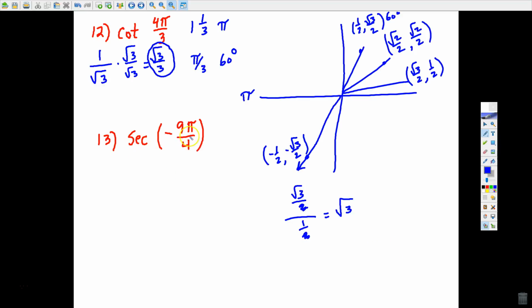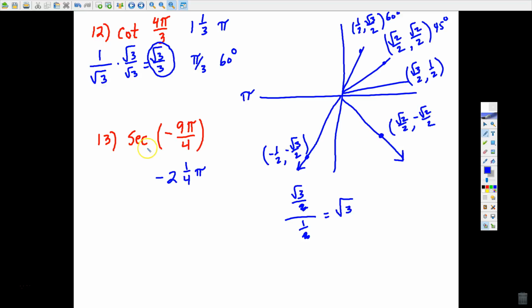Okay, secant, negative 9 pi over 4, so that's another way of saying negative 2 1/4 pi. All right, so we start off going in a negative direction. Negative 2 pi, remember this is 1 pi, this would be negative 2 pi, and then a fourth. So here we are, that same angle again. We're wearing this one out. It's that same 45-degree angle, but this time it's in quadrant 4. So it's square root of 2 over 2, negative square root of 2 over 2, down here in quadrant 4.